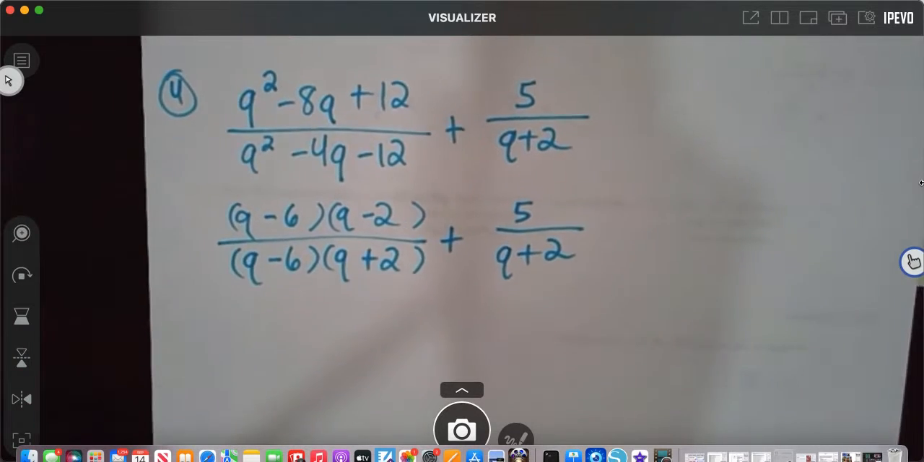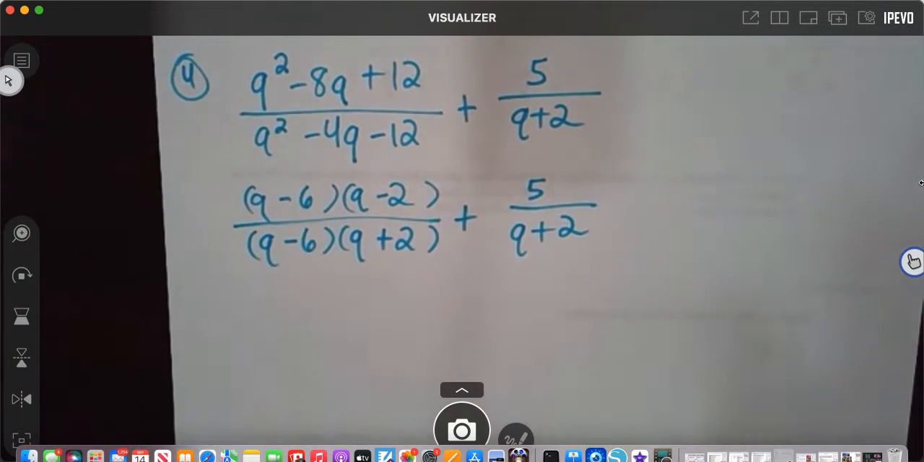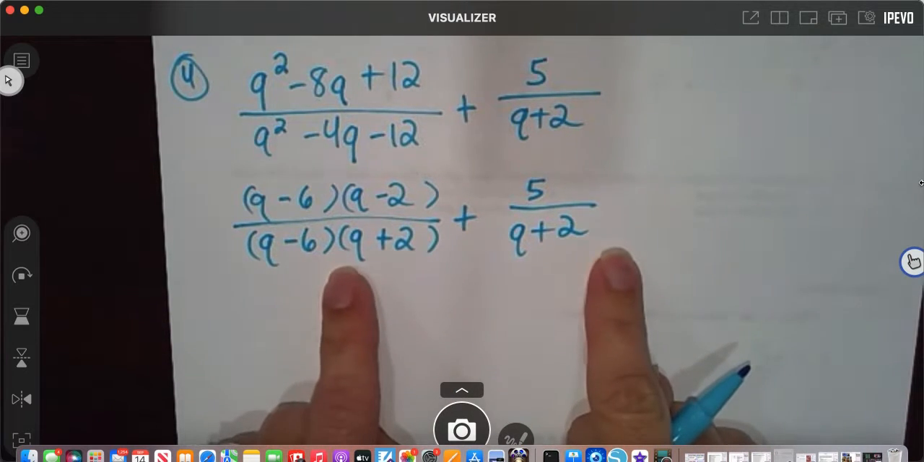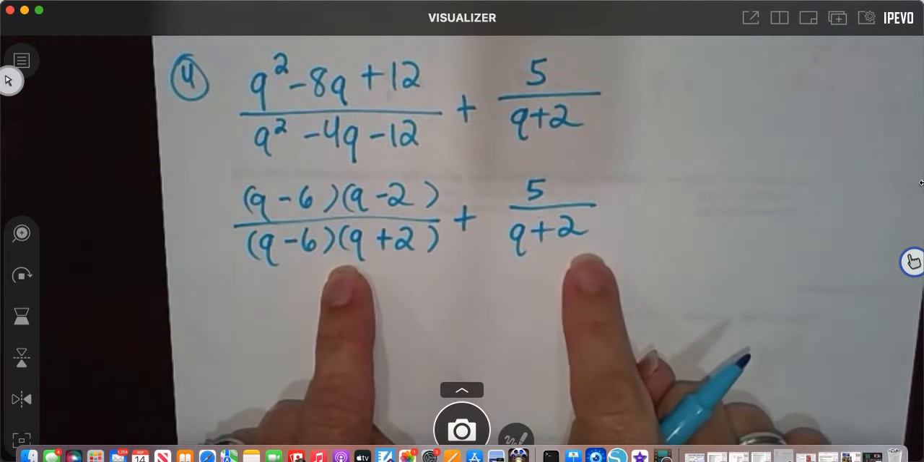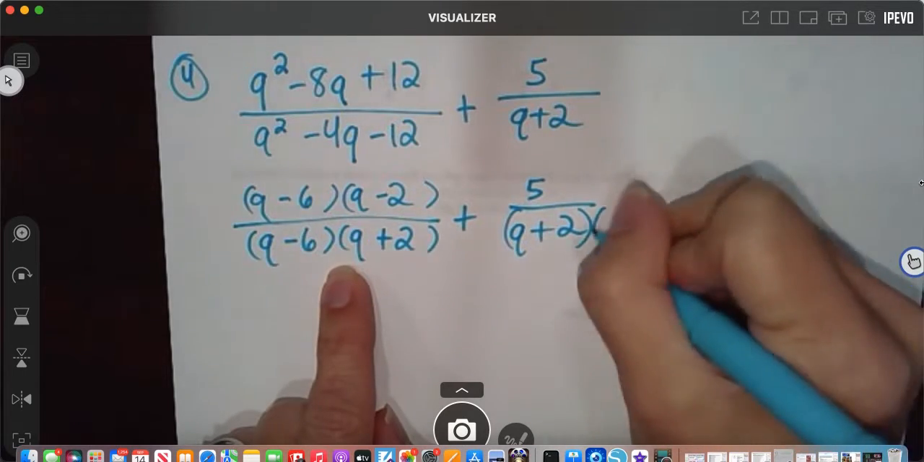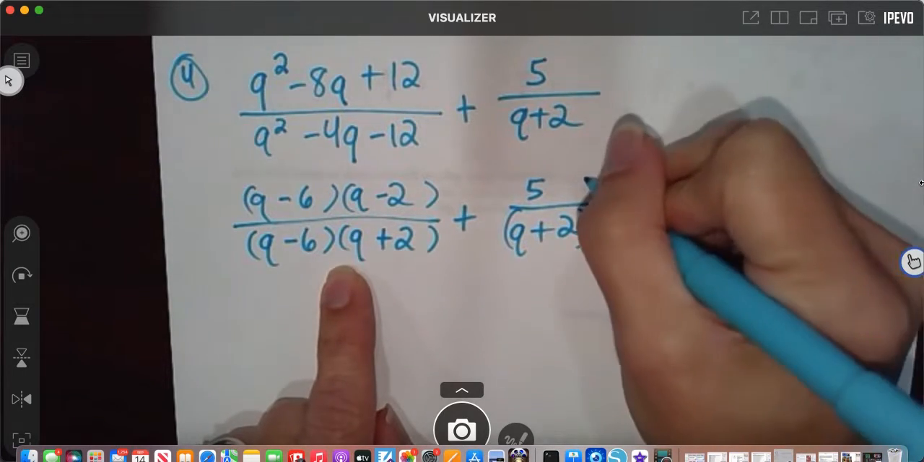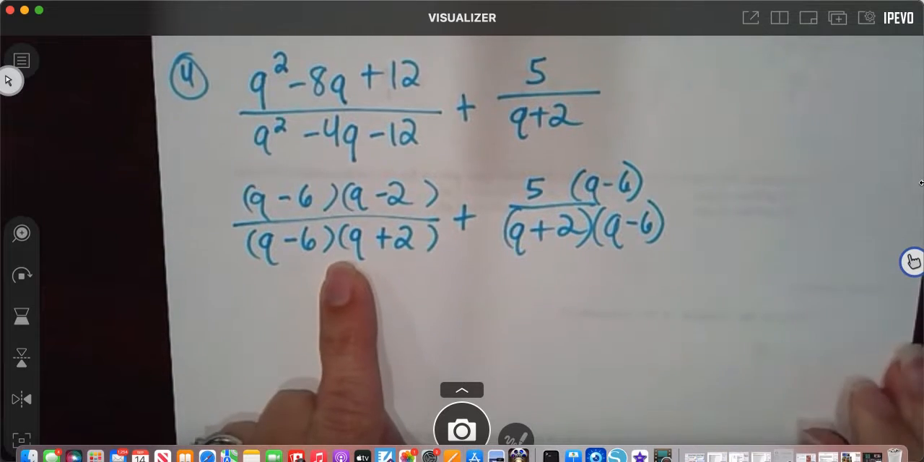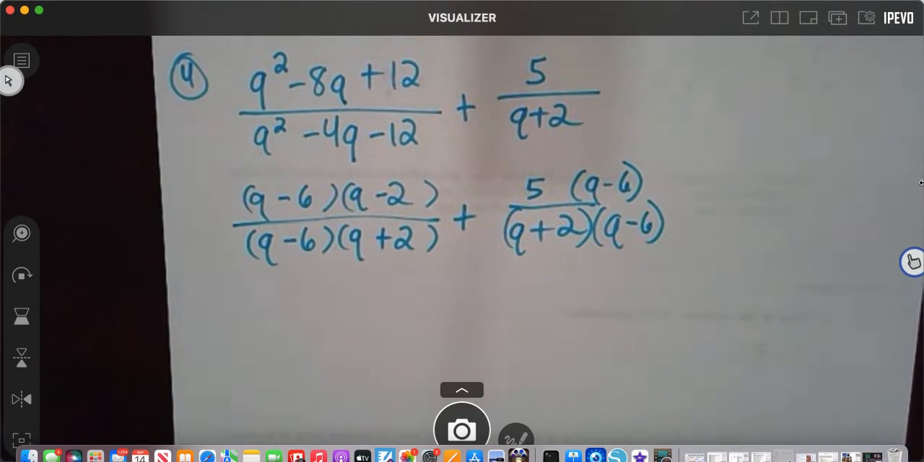You multiply the q minus 6. Yeah, so now if I want to add these two things, this one has to look the same. So I'm missing a q minus 6. So that's what I'm going to put down here and up here. It's like multiplying by 1, really.